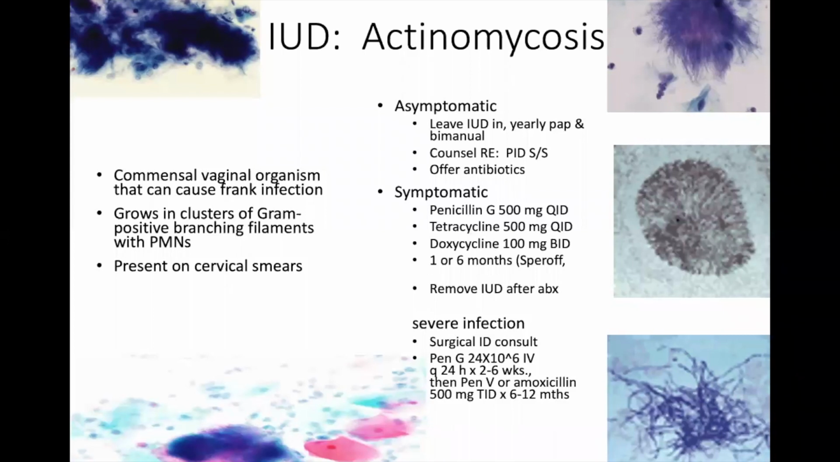If the patient is symptomatic, you have to treat her with penicillin or tetracycline or doxycycline. And the treatment is a little bit prolonged. It has to be from 1 month to 6 months. Then remove the IUD after antibiotics. If the patient has severe infection, you have to consult ID and she has to receive IV antibiotics for about 2 to 6 weeks, and then you can switch her to oral antibiotics for 6 to 12 months. So actinomycosis is not fun.